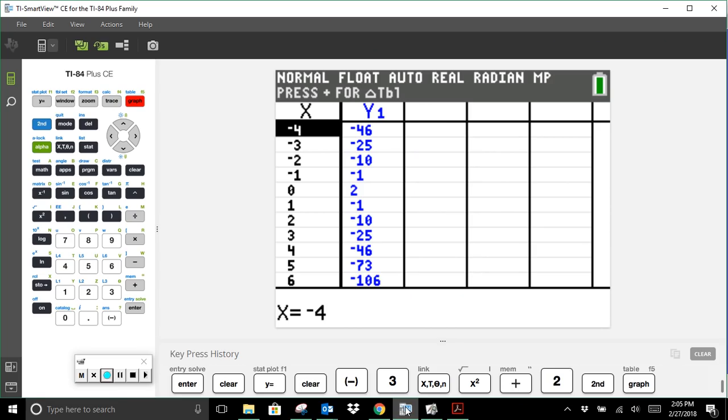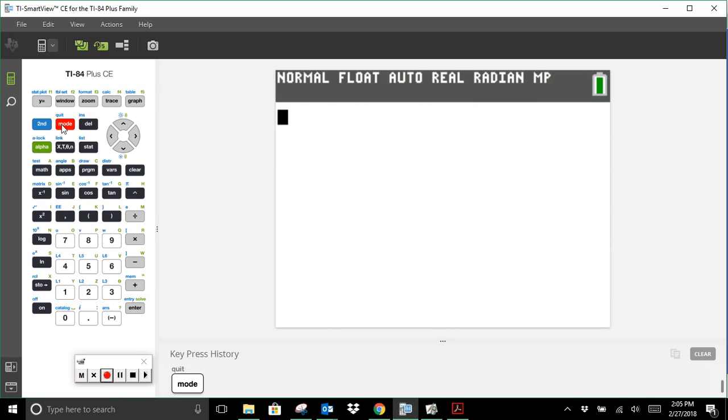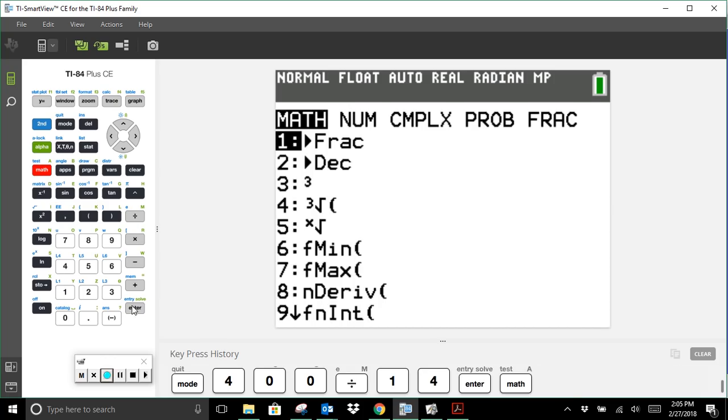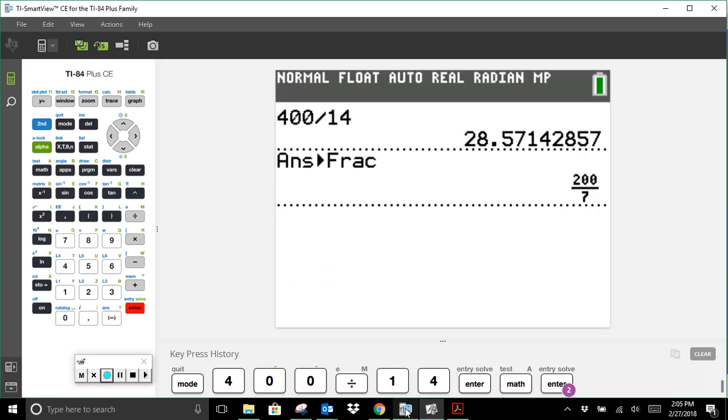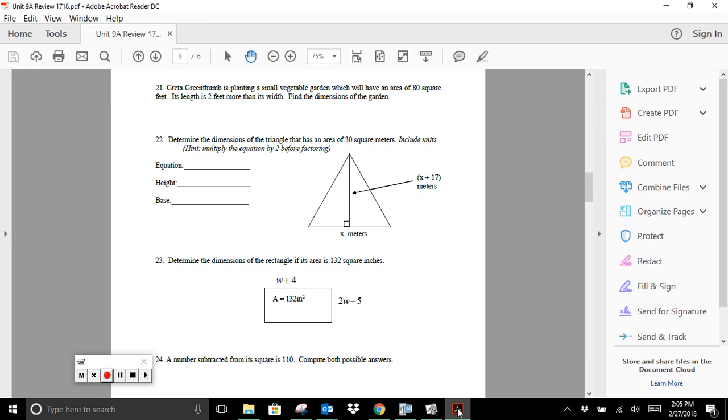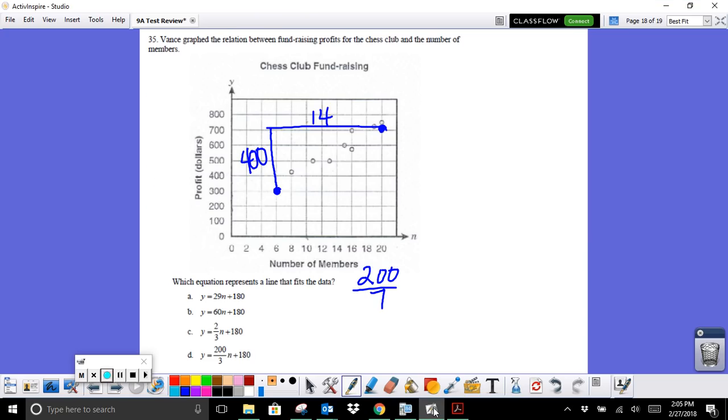So if I do 400 divided by 14, math, enter, enter, that gets me 200 over 7. What was that as a decimal? That was 28.5, which rounds to 29. So my slope here, my goodness, my slope here would be 29. So that would be A. Okay, if you drew a line of best fit, our y-intercept would be right there at about 180.